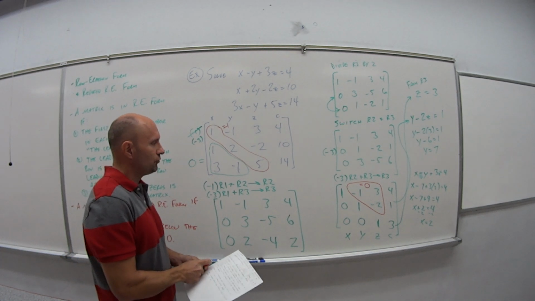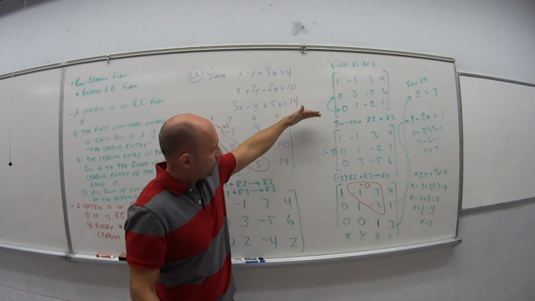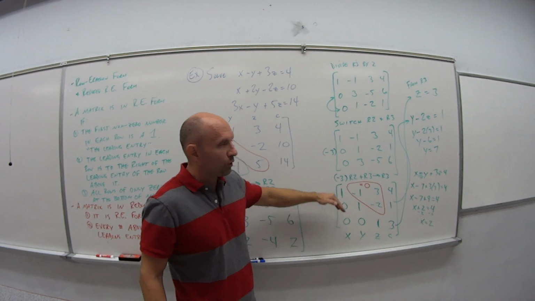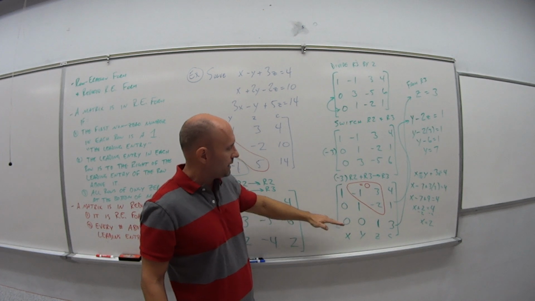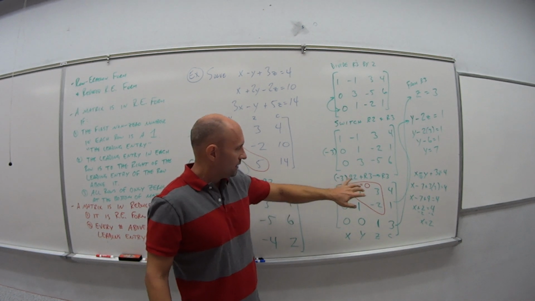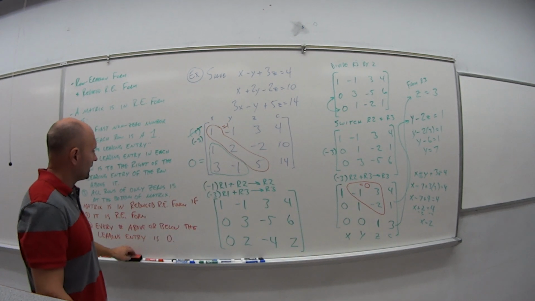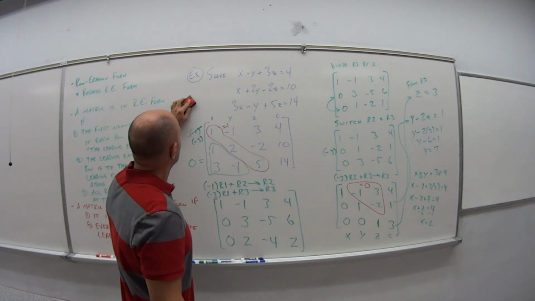And so to get it into reduced row echelon form, we do the same process we did to get it here, but now we work our way back up. We use row 3 on row 2 and 1, and then we use row 2 on row 1 to try to get zeros into that triangle. So let's look at an example.